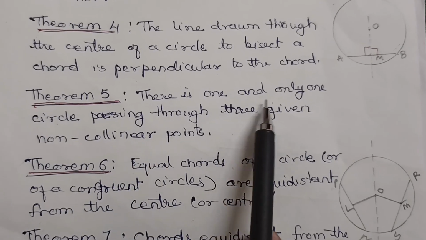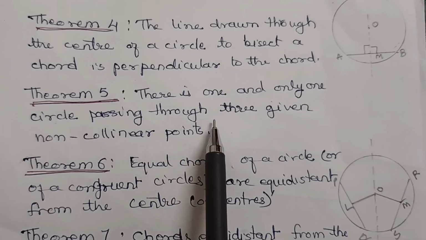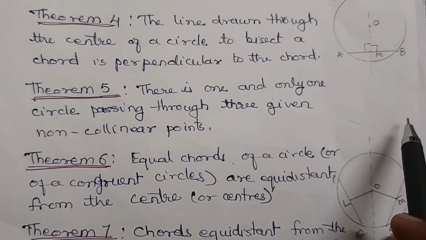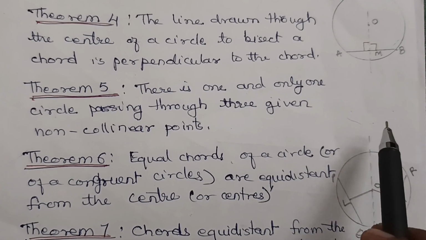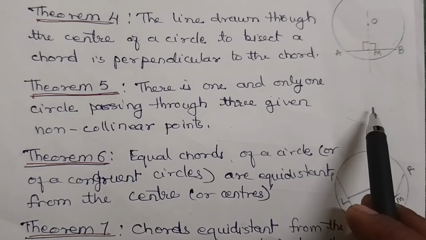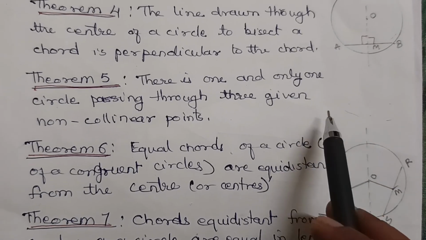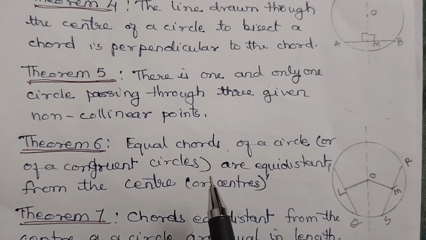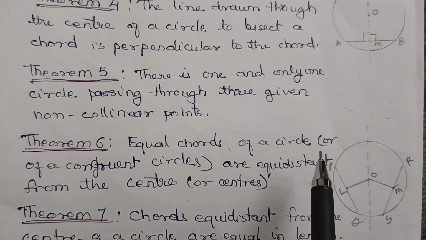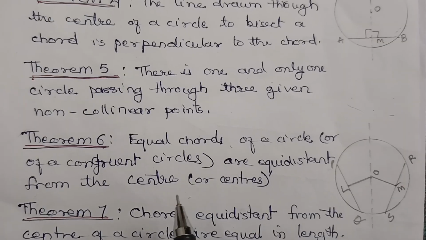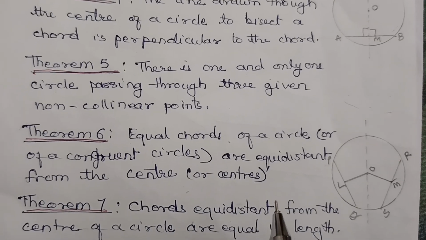Theorem 5. There is one and only one circle passing through three given non-collinear points. That means we can draw only one circle from these 3 points. Equal chords of a circle or of congruent circles are equidistant from the center or centers.